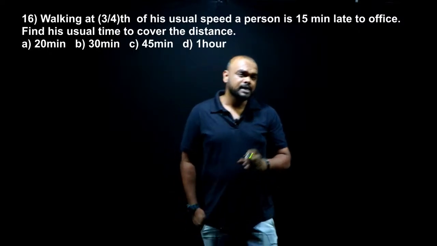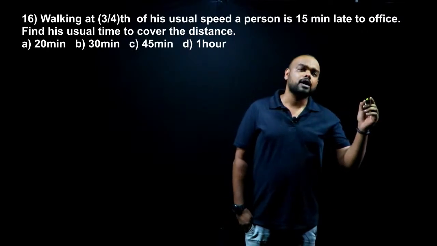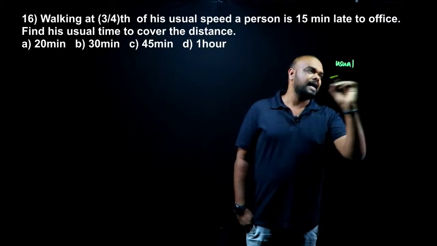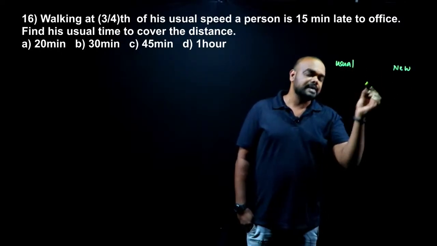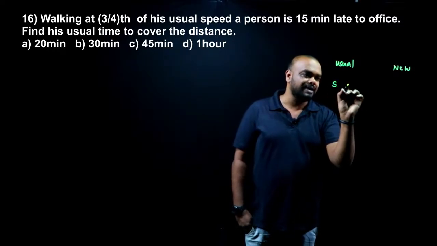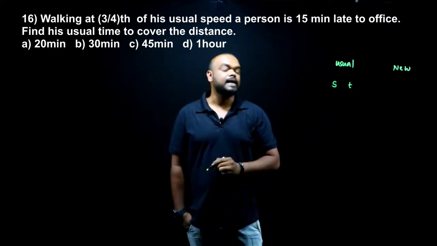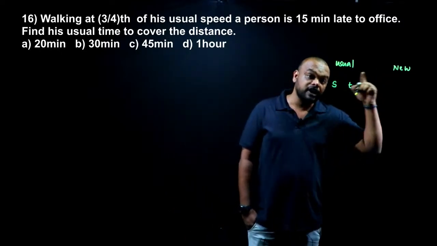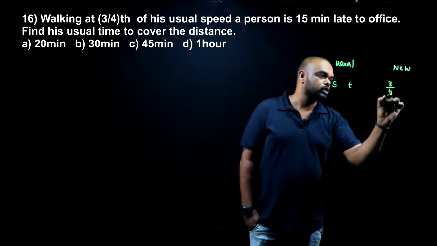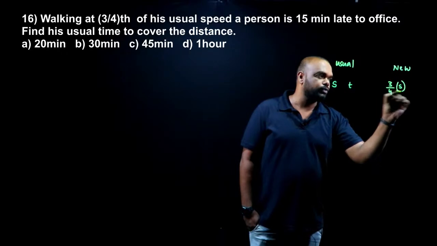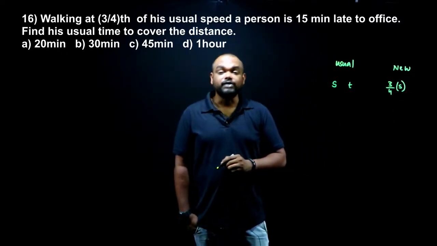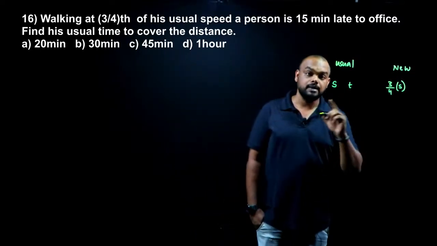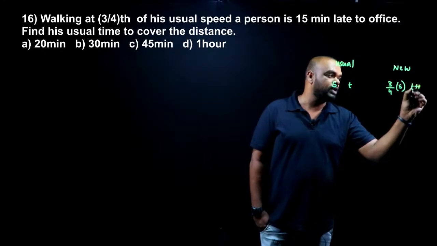Find his usual time. See, there are two different speeds. One is the original or usual speed, and the other one is a new speed. Let us consider, usually he travels at speed s and takes some time t. Now walking at 3/4 of the usual speed, new speed is 3/4 of s. He is 15 minutes late to the office. It means he will take 15 minutes more than the usual time. Usual time is t. Here 15 minutes late means he will take t plus 15 minutes.